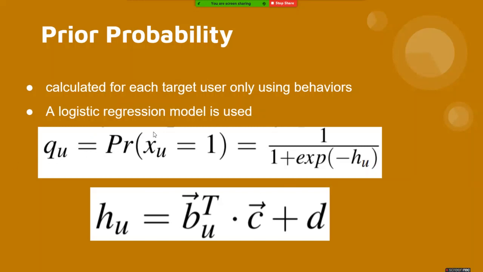So the prior probability that the user U has the attribute x equal to 1 is equal to 1 over 1 plus the exponential. This is the logistic regression equation, and this h of u value is basically equal to the behaviors vector, which is expressed as some likes on some pages and so on, times c plus d, where c and d are just the weights that we are trying to train the logistic regressor to fit.